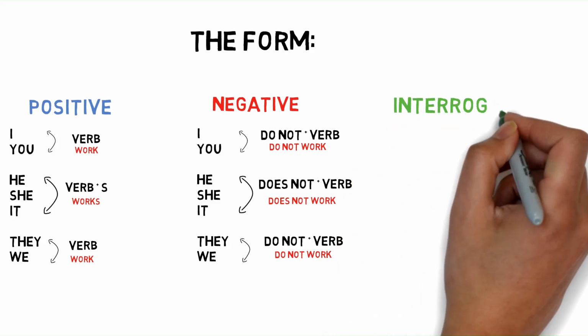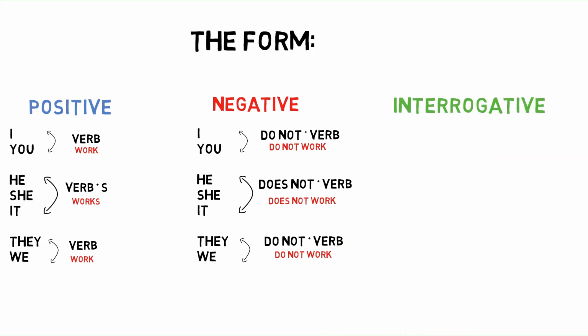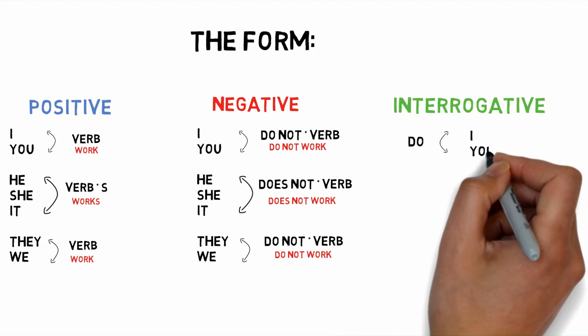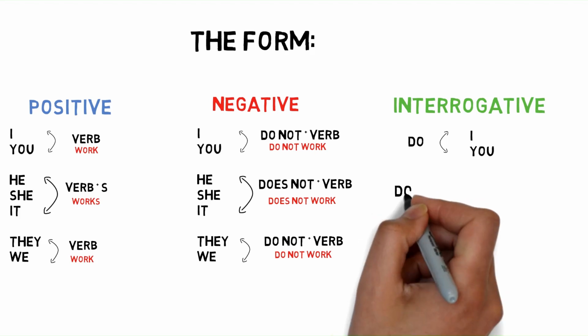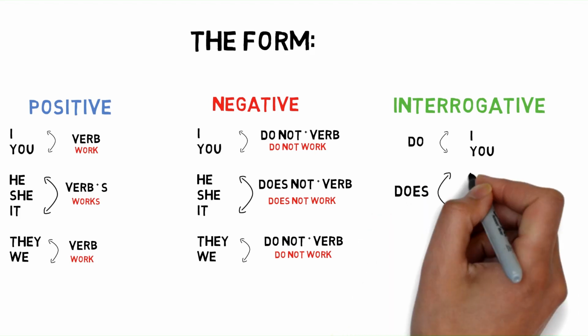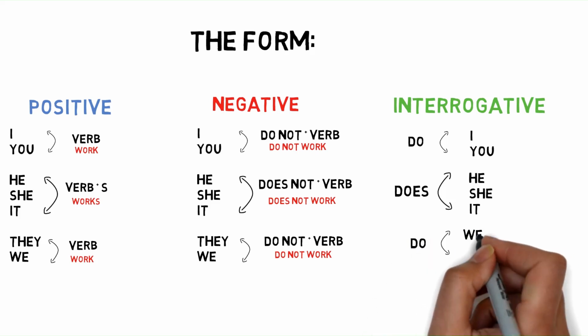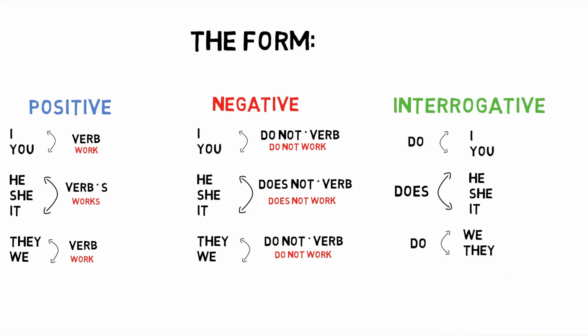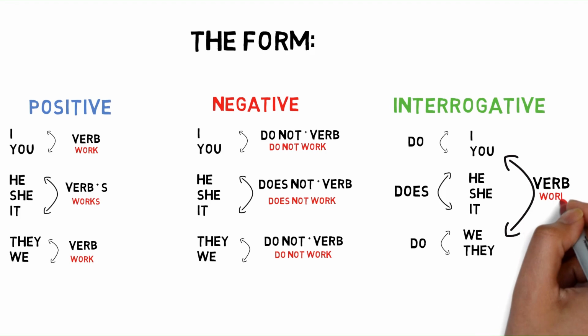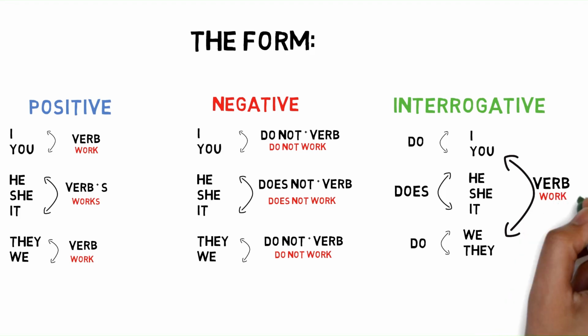For the interrogative, we start by do, and then we add the subject I and you. We also start by does, and we add the subject he, she, and it. And finally, we also start by do, and we add the subject we and they. And of course, we add the verb. For example, do I work? Does he work? Do we work?